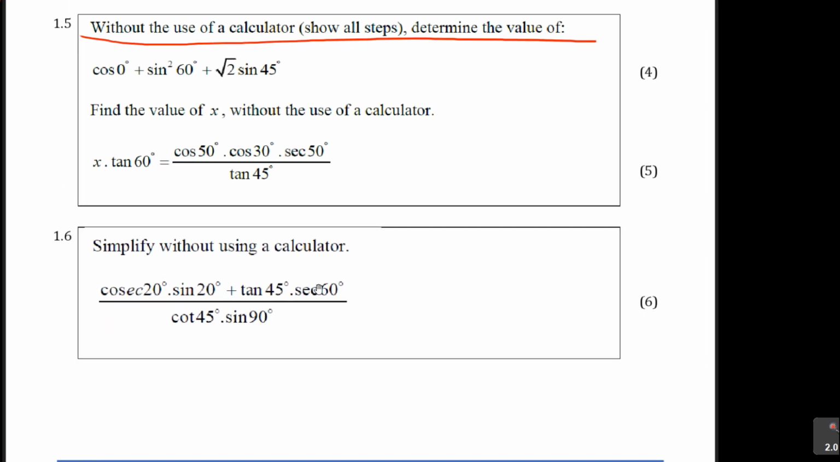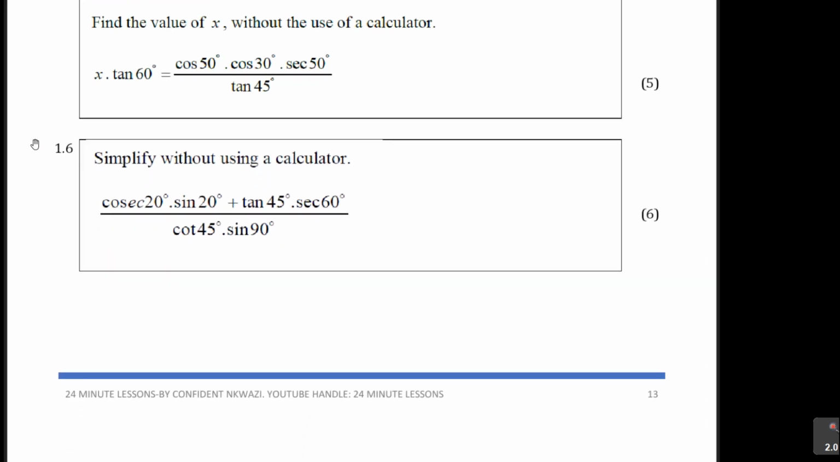Look, simplify without a calculator. I think you guys can see now there is no story here. Cosec, you see, they will give you simple things. If they don't give you a special angle, ask yourself, why did they give me 20 and cosec? It's the same as saying 1. Remember, cosec is 1 over sin 20 times sin 20. See, these already are cancelling each other.